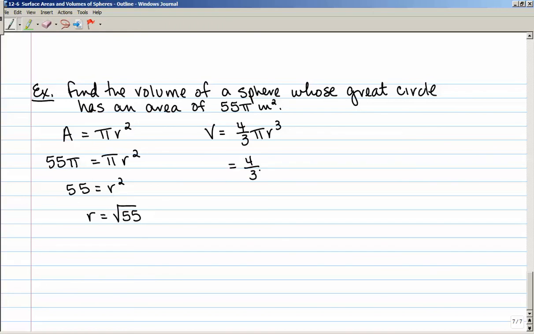4/3 times pi times the square root of 55 cubed. When you put that into your calculator, I would do the square root of 55. If your calculator opens parentheses when you do the square root, make sure you close it and then cube it. Enter, times pi times 4 divided by 3. And that should give you that the volume is approximately 1,708.6 cubic inches.